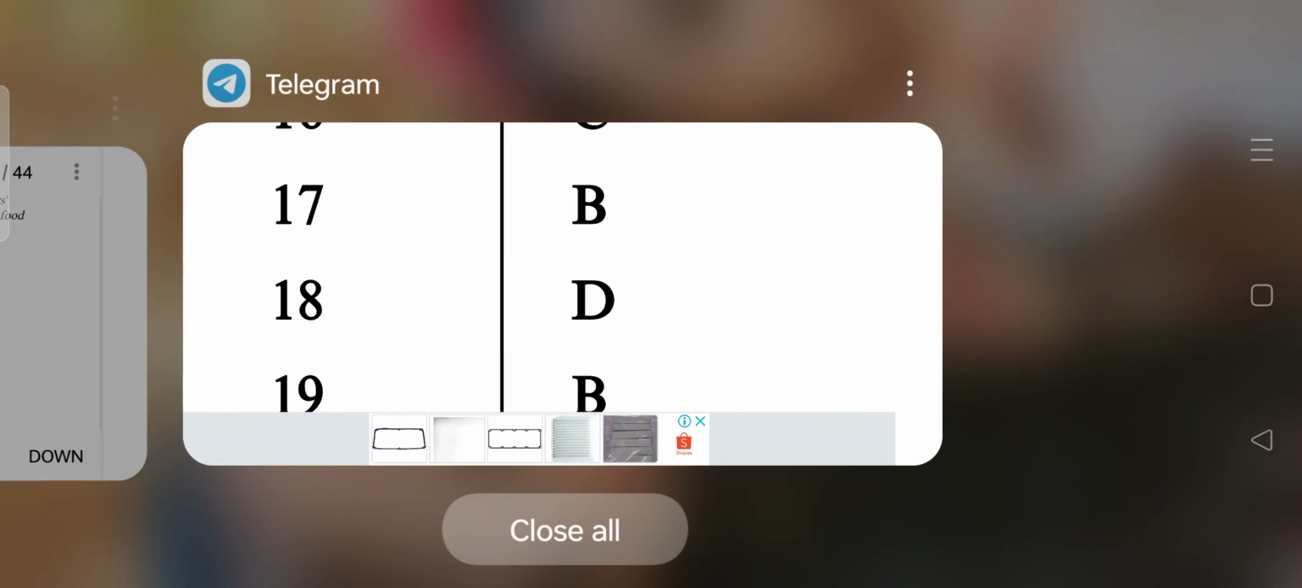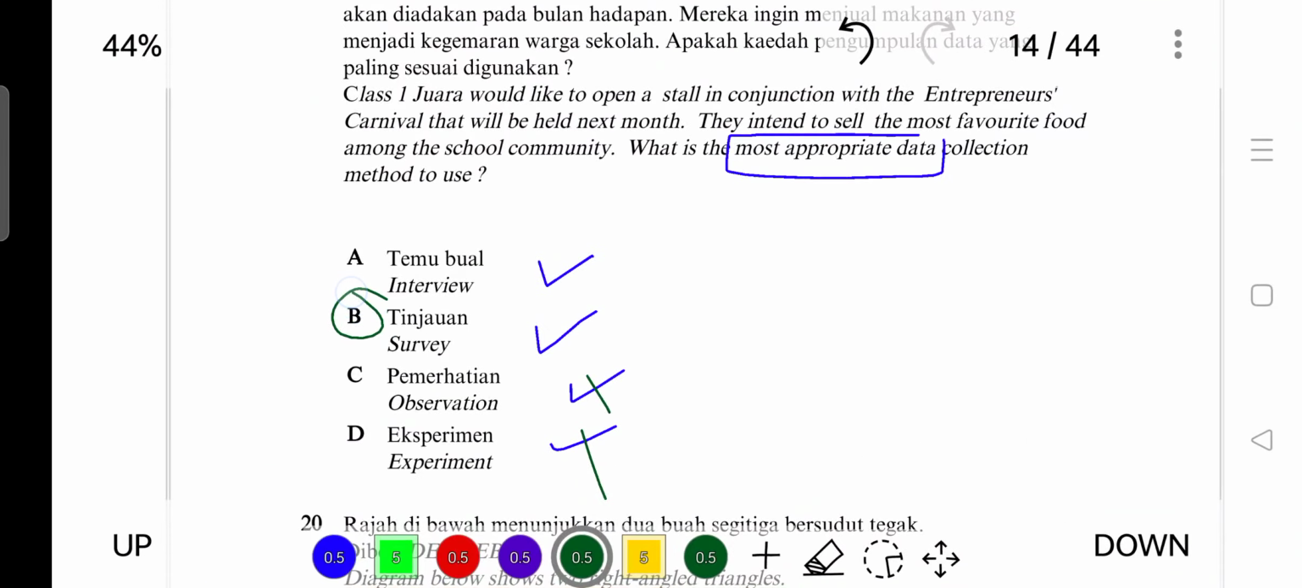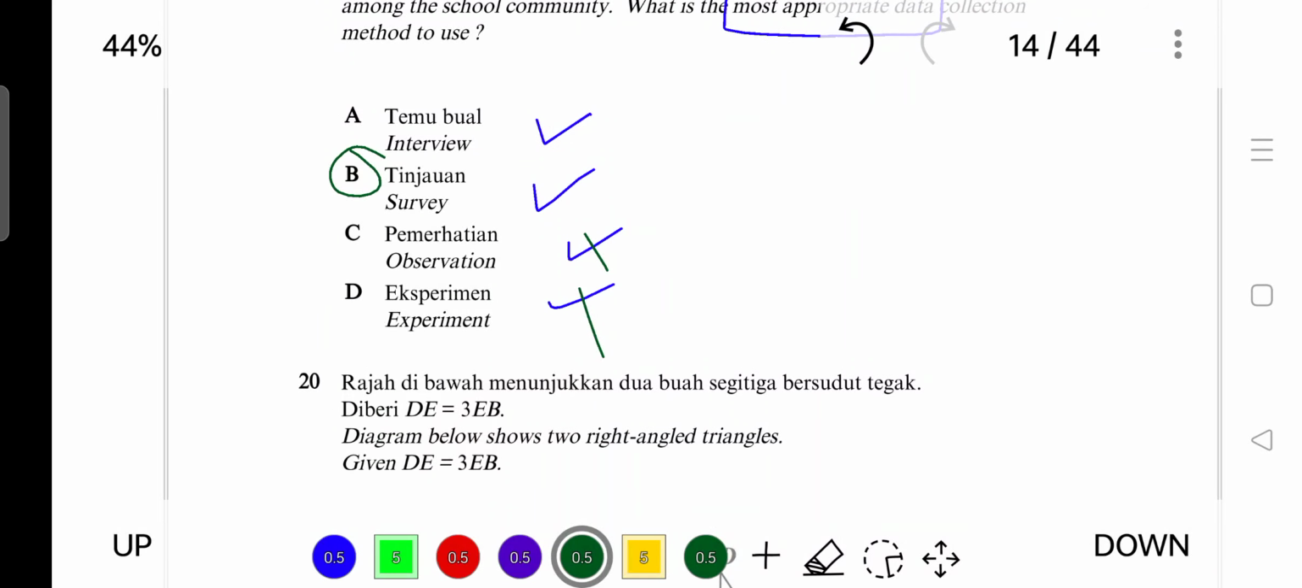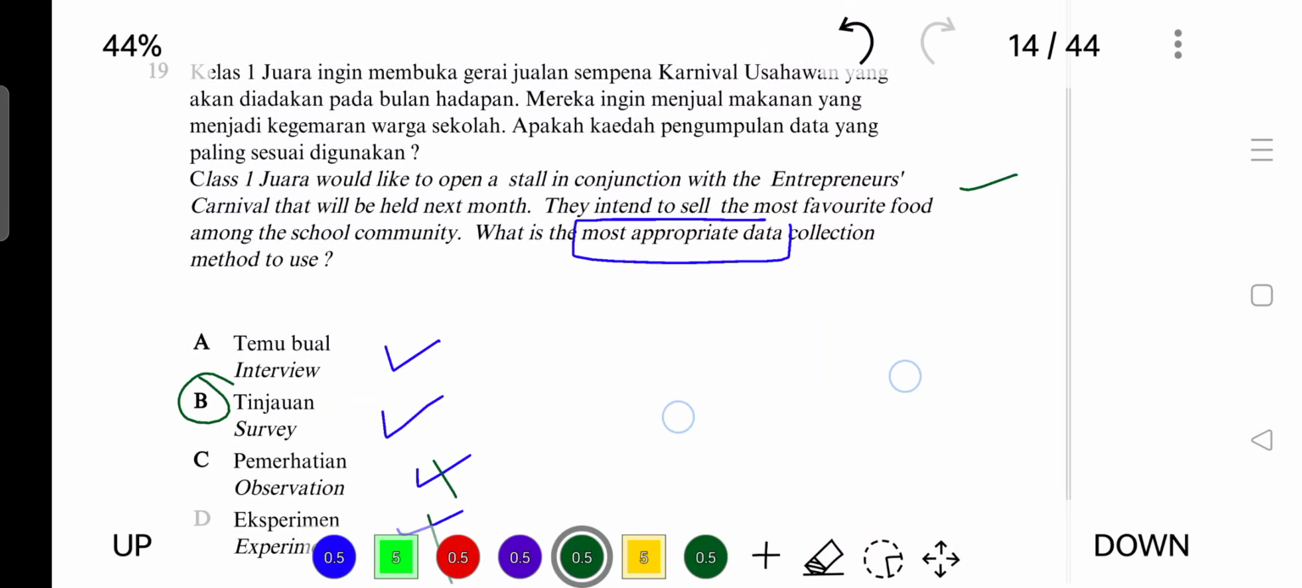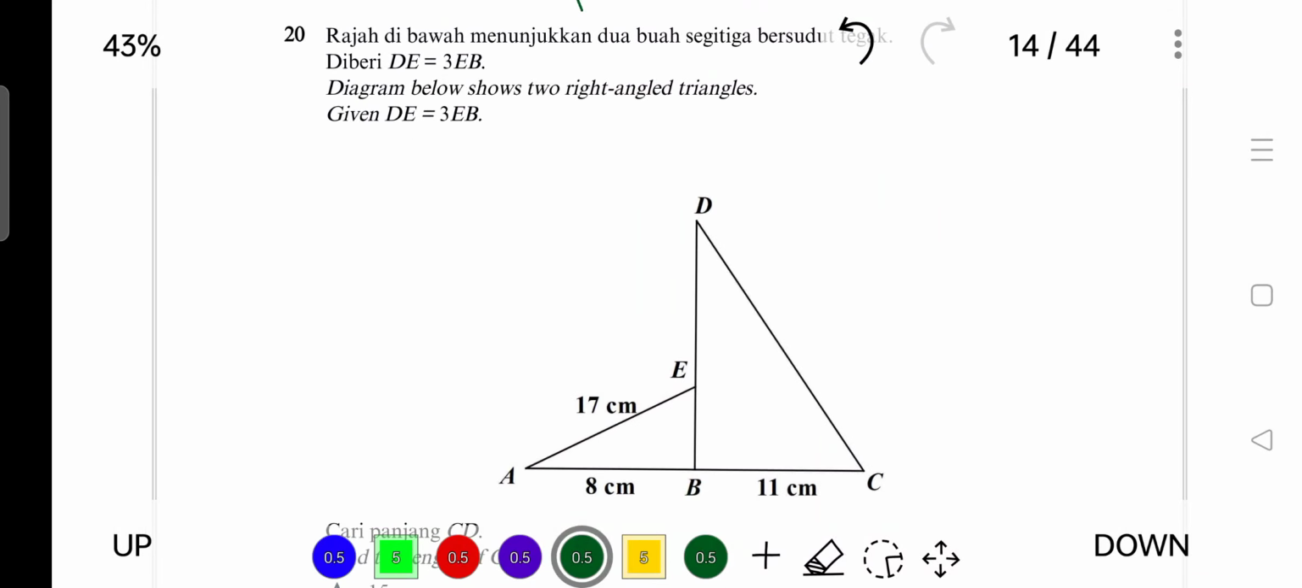That's right. Answer is B. Just survey. Take a Google form, send out to every class. Please fill this up so that you know what is their favorite food. All right, and the last question, people.